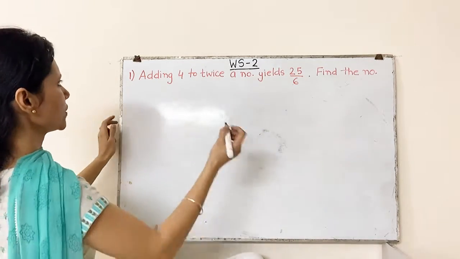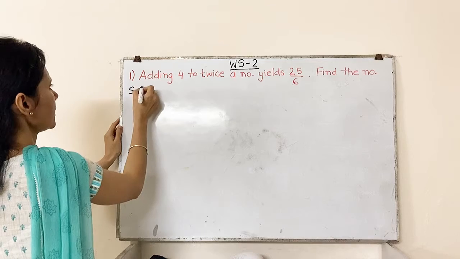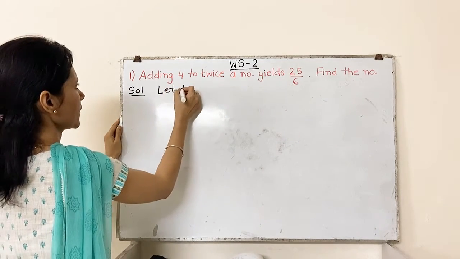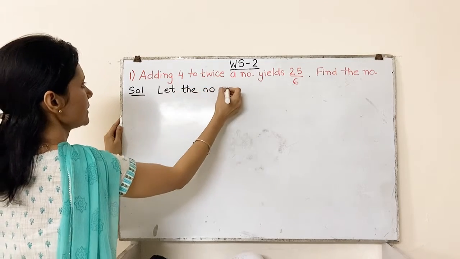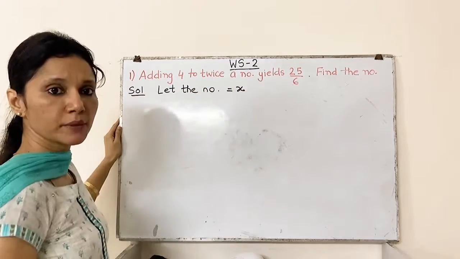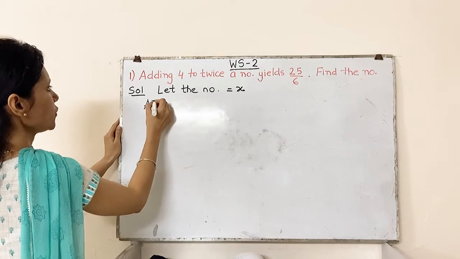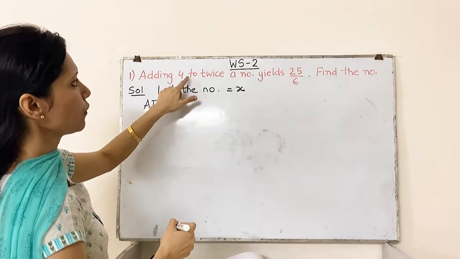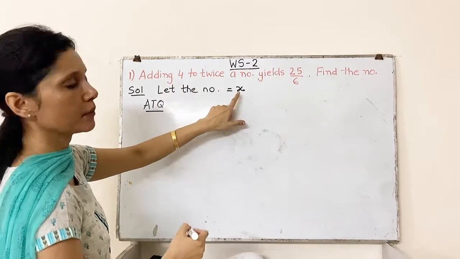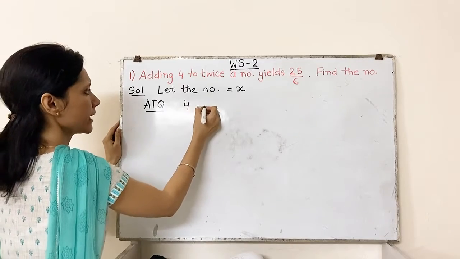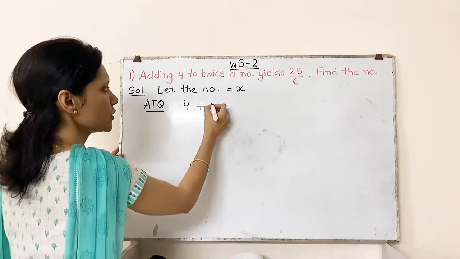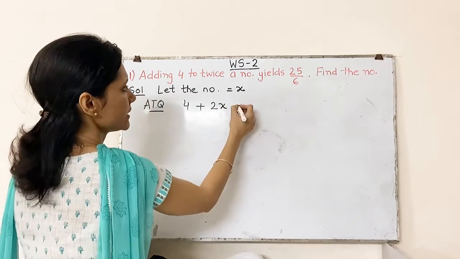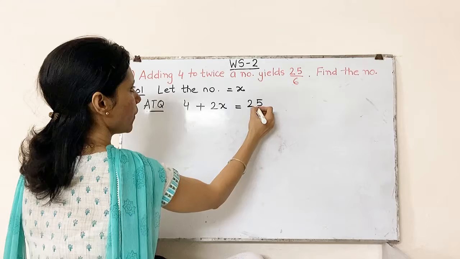So in linear equations, how do you start the solution? You suppose the number as x. Let that number be x. Now ATQ. ATQ means according to the question. According to the question, when 4 is added to twice the number, so when 4 is added to twice means 2 times the number, here the number is x. So it yields, it gives 25 upon 6.